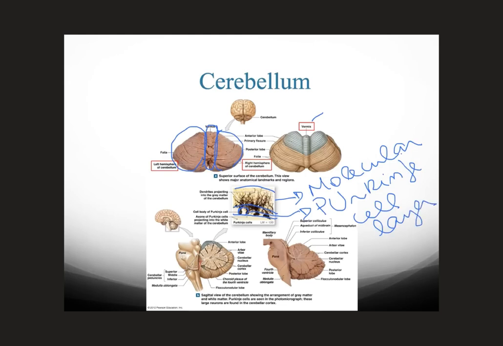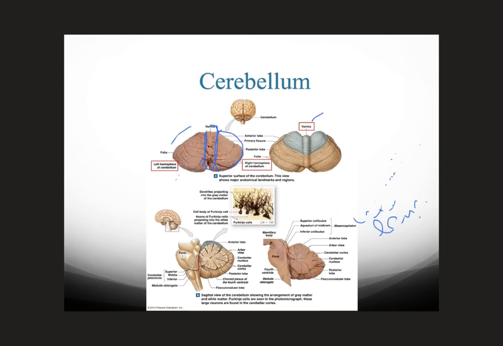And then the last layer, which is this internal layer right over here, is what we call the granule cell layer. Okay, so again, the outermost, closer to the surface, is the molecular layer. The middle one is the Purkinje cell layer, and the most internal one is what we call the granule cell layer. Now the outermost, the molecular layer, is going to contain the dendrites of the Purkinje cells.